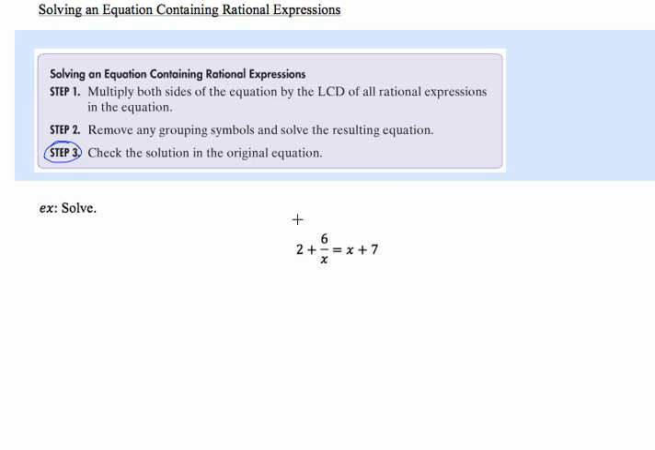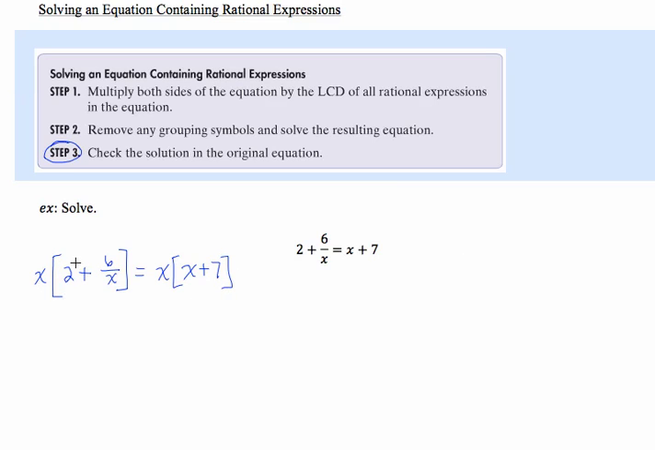So let's work on this one here. Now we only have one denominator, so to get rid of it is fairly simple. We just multiply both sides by that denominator. So we're going to multiply both sides by x. So we have x times 2 plus 6 over x equals x times x plus 7.